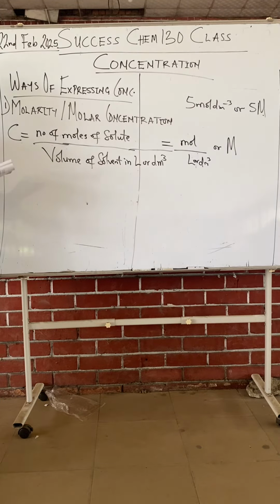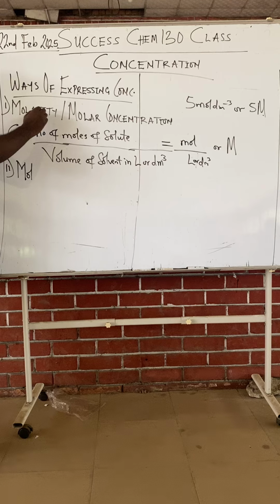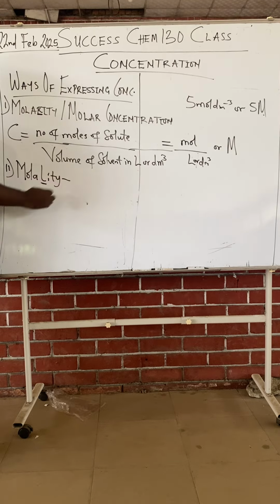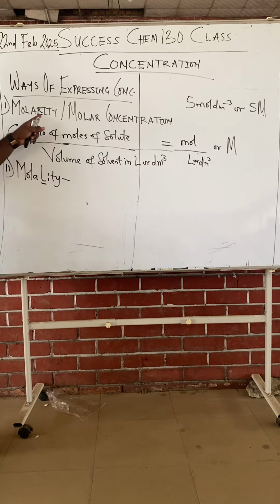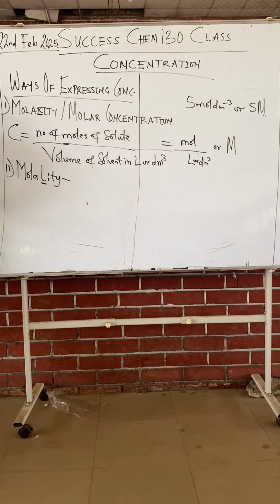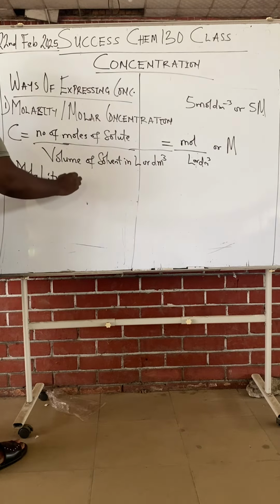So please take note. The second way of expressing concentration is molarity. Class, do not confuse molarity with molality. Take note of this R and of this L. Molarity with an R is different from molality with an L. Class, let's define molality. It is defined as the number of moles of solute per kilogram of solvent.